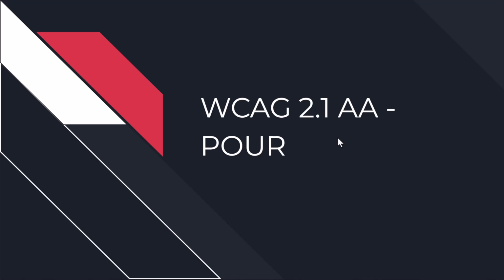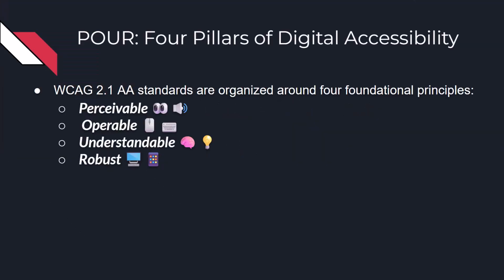Redhawks. In our next video, we're going to dig into the WCAG 2.1 standards. And before we get into the details of what the standards themselves look like, we're going to look more at the big picture organizational structure that's in place, which, as we looked at in the last video, comes back to the acronym POUR. What POUR stands for is perceivable, operable, understandable, and robust. Those are our four big pillars.